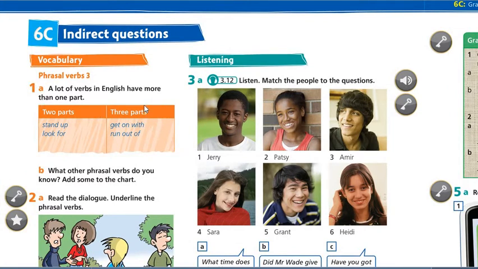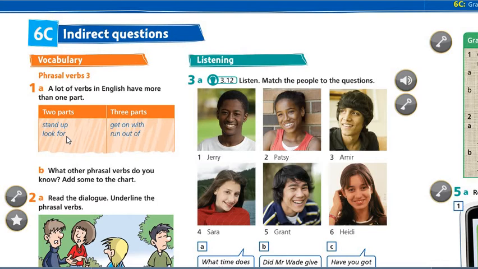So before we start, phrasal verbs, frazni glagoli. Frazni glagoli su glagoli koji se sastoje od dva ili tri dijela. So a lot of verbs in English have more than one part. 2 parts, 3 parts. Stand up, look for, get on with, run out of, and so on. If you know more verbs, you can write them into your notebooks.